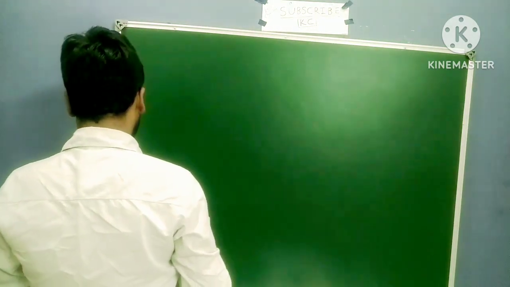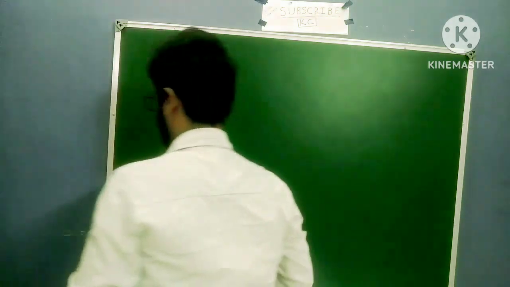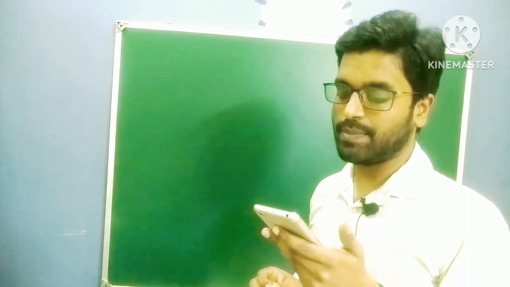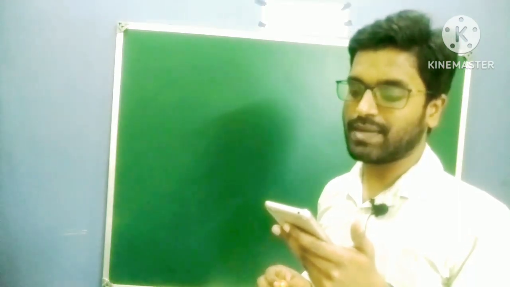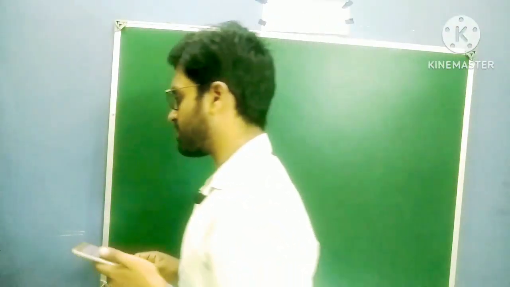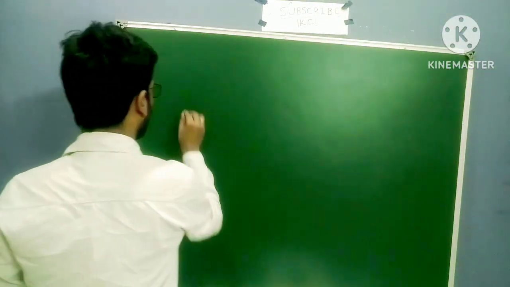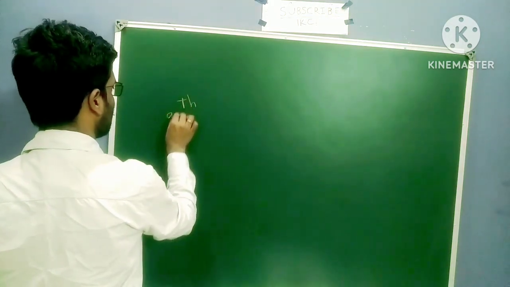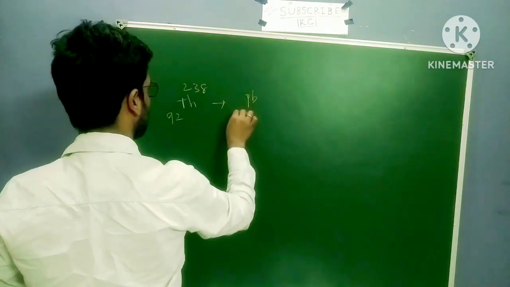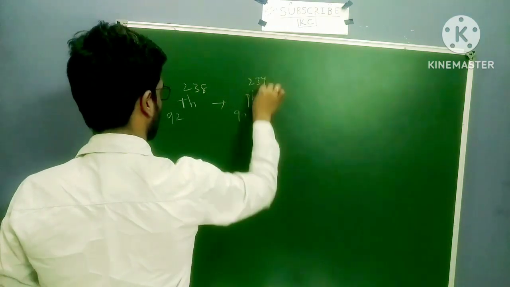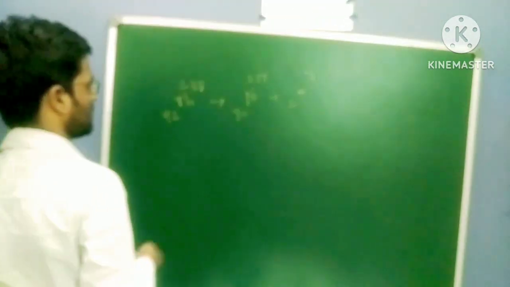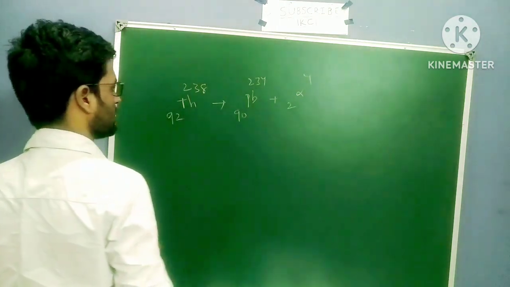Okay. Next, during alpha decay, the first option is N by P ratio decreases, second is N by P ratio increases, third is N by P ratio remains constant, fourth is may increase or decrease. You have to take one example here. The example is, if I am not wrong, thorium 92-238 giving lead 90-234 with alpha emission. During alpha decay, what happens?